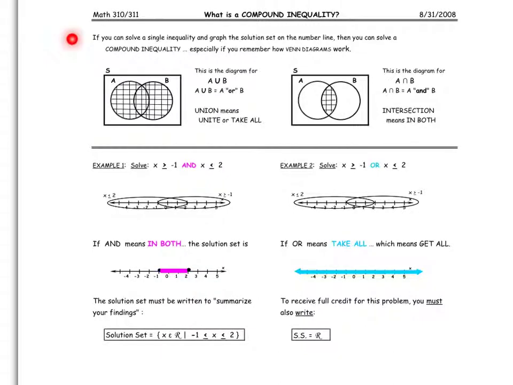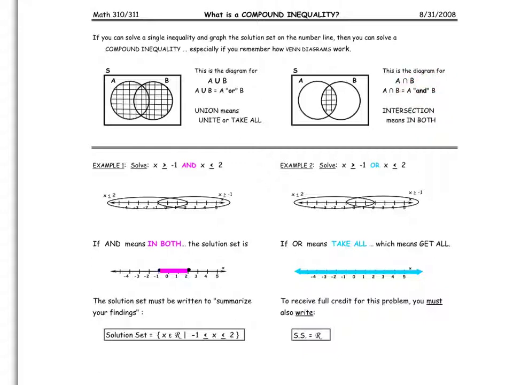We're about to work with compound inequalities. If you can solve a single inequality and graph the solution set on the number line, then you can solve a compound inequality, especially if you remember how Venn diagrams work. The reason for that is because a compound inequality uses the word "and" and the word "or", which are the exact same words that are used in our work with sets.